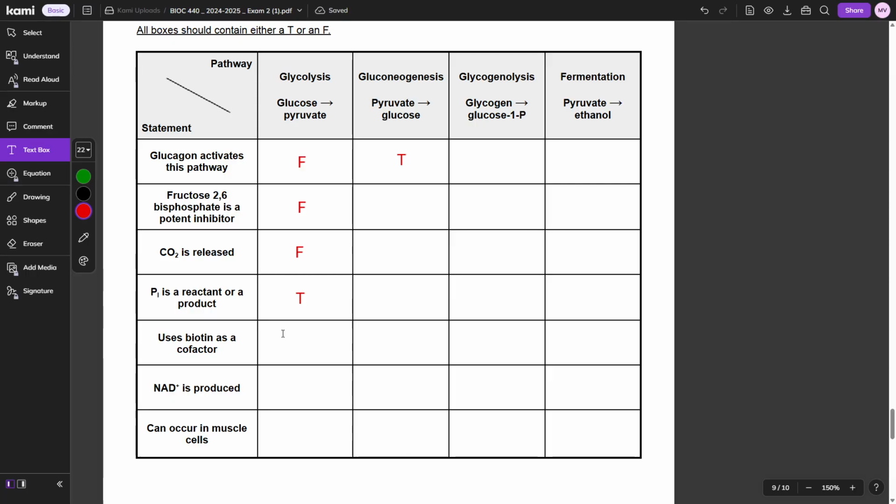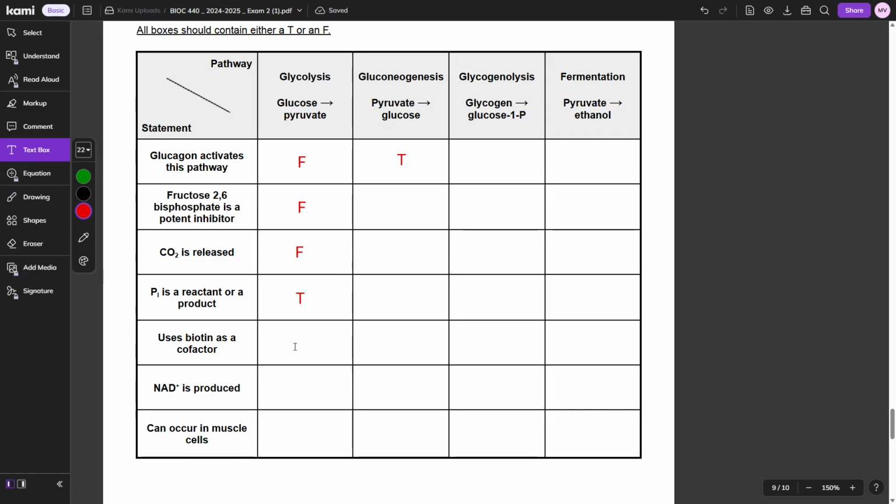I don't think you guys have even talked about biotin as a cofactor for glycolysis. I think you've talked about biotin before, though, right? So biotin is not involved in glycolysis. I talked about this in my lecture video, but there's two things: there's biotin and there's TPP. And you will see this in 441 again.